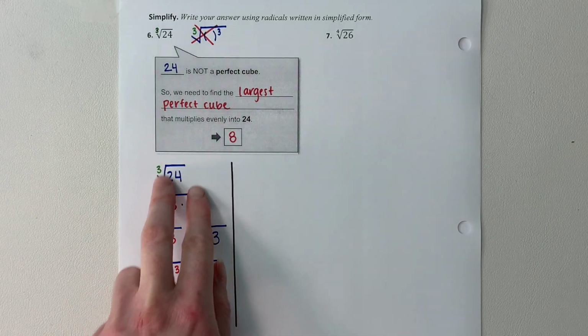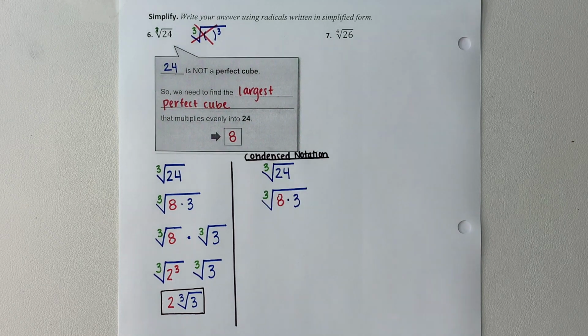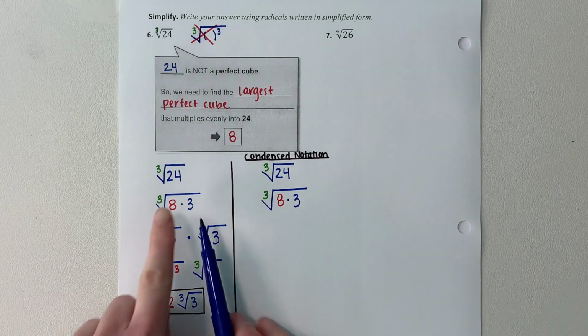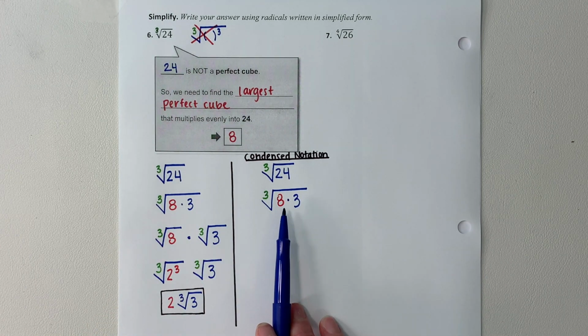Now this approach will work for all of the problems that we'll see in this section, but our problems are going to get more and more complicated, so I'm going to show you a condensed notation that is especially helpful when we get to the more complicated problems. When we're using the condensed notation, we start off the same way. Now, for the condensed notation, we don't bother breaking this apart into two separate radicals. With the condensed notation, we just keep it together underneath one radical symbol.